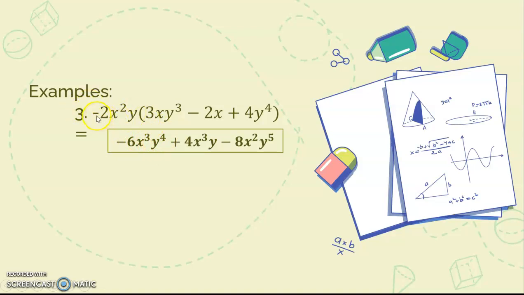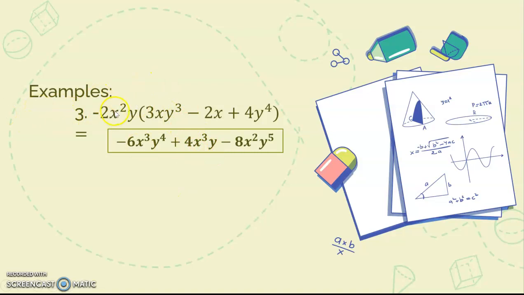Next, negative 2x squared y times negative 2x. Negative 2 times negative 2 becomes positive 4 since same sign. Positive, just multiply. And then copy variable x, add exponents. So, 2 plus 1, 3. Since y has no partner, just simply copy y. So, for the second term, the answer is 4x cubed y.